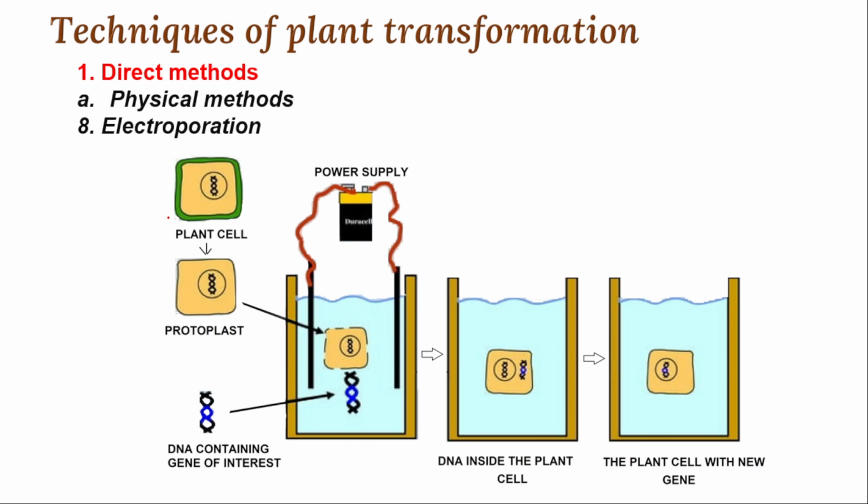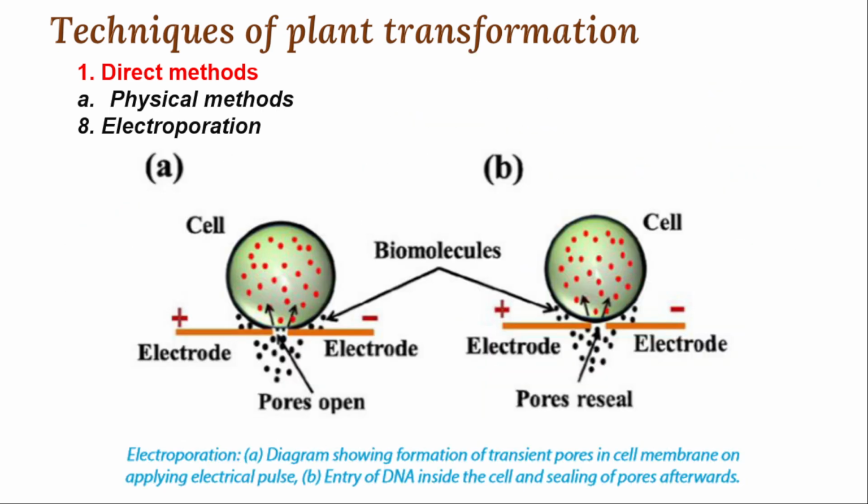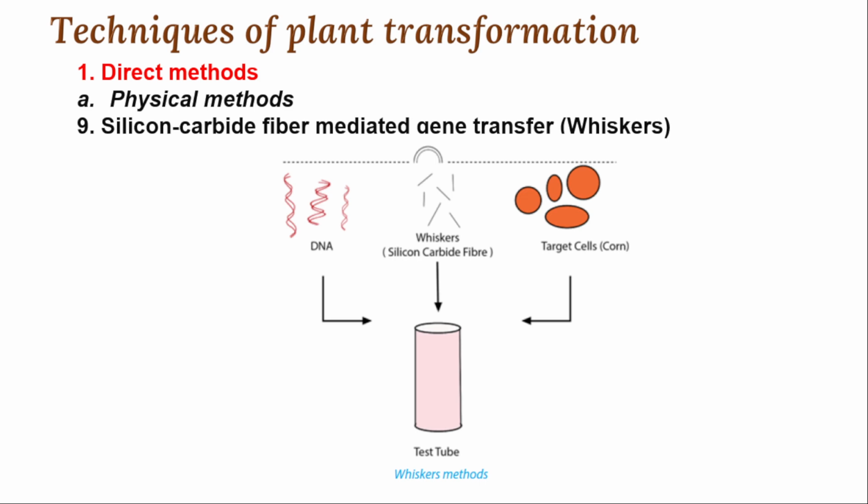Take the plant cell, remove the cell wall and place it in a solution that contains polyethylene glycol, and then we insert electrodes here. Whenever a small voltage is generated for milliseconds, transient pores are formed, and then the desired gene integrates into the respective plant cell here. This is called electroporation.